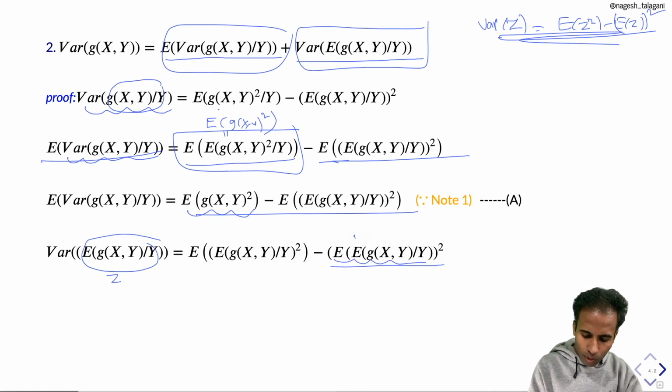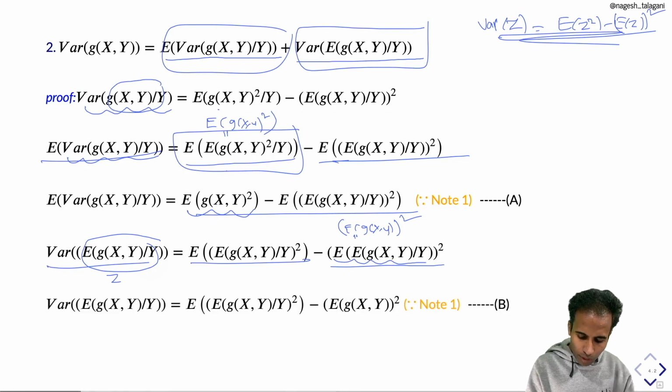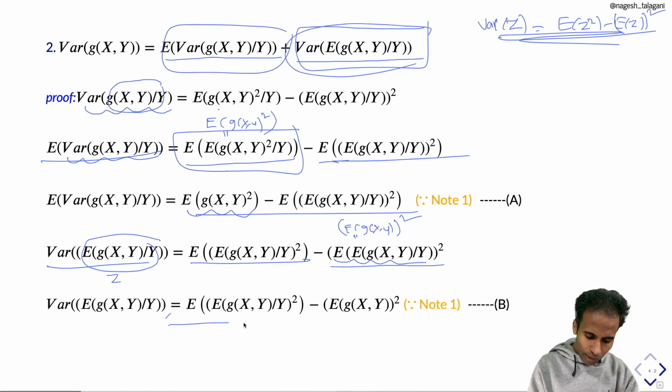So this should be equal to the expectation of g(X,Y), the joint expectation of g(X,Y). Anyway, we have the whole square. Okay, so in the next step, I'm going to write this one as it is, this one as it is, but this gets replaced by the expectation of g(X,Y) whole square. Okay, so this part we got like this.